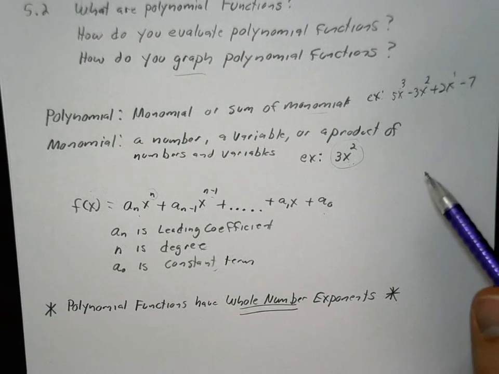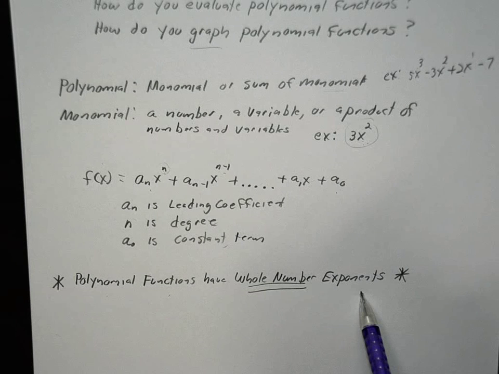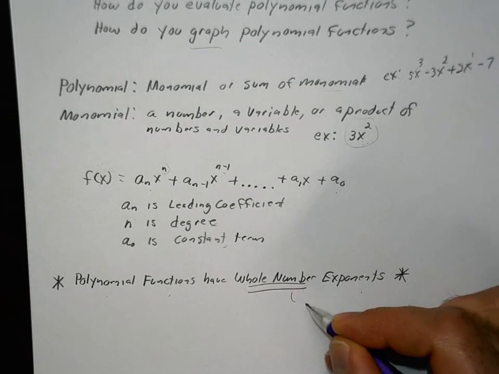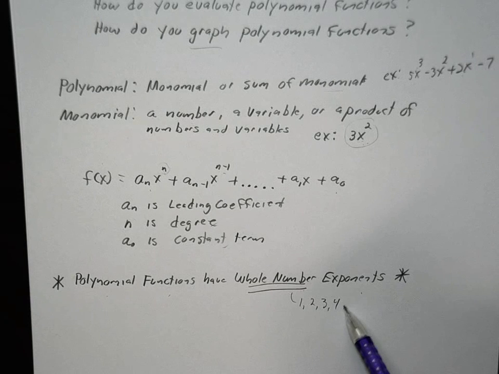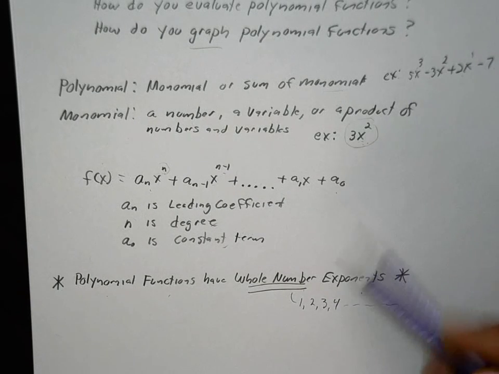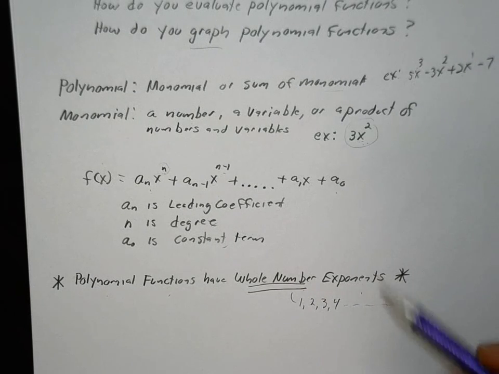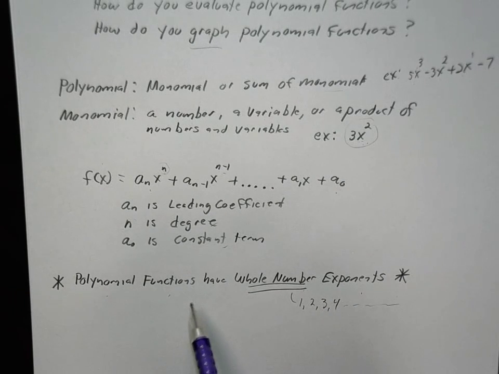Now the big key, the most important thing: polynomial functions have whole number exponents. Okay, whole numbers. What are whole numbers? Whole numbers are the counting numbers 1, 2, 3, 4, and so on. We cannot have any negative exponents. We can't have any fractional exponents or decimals or anything like that. Okay, so that's the key.